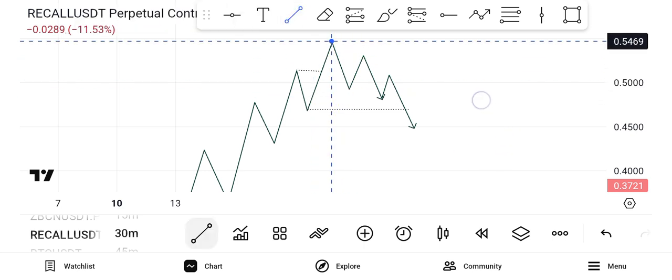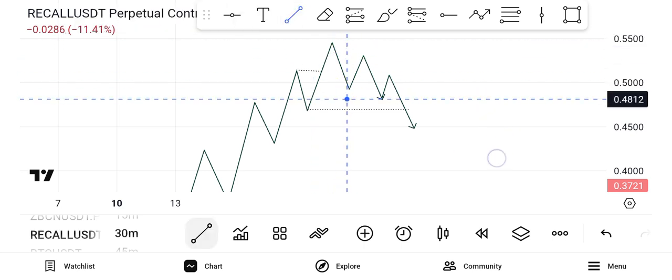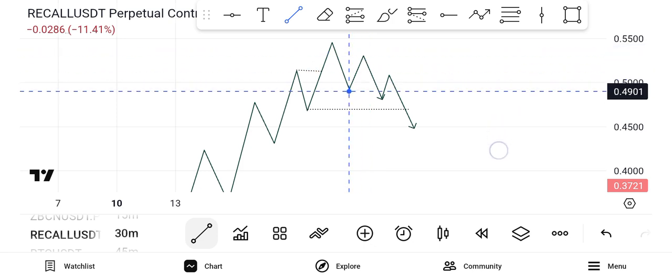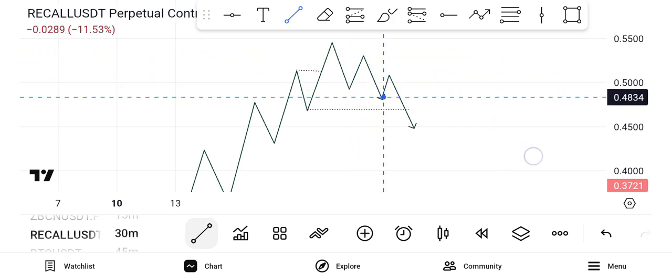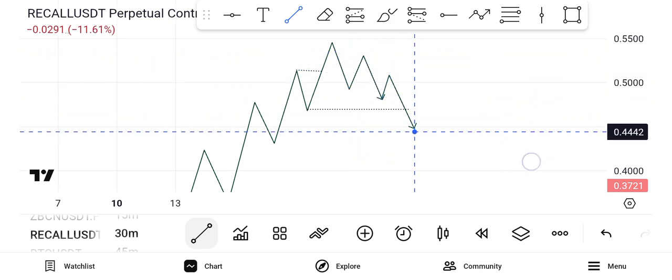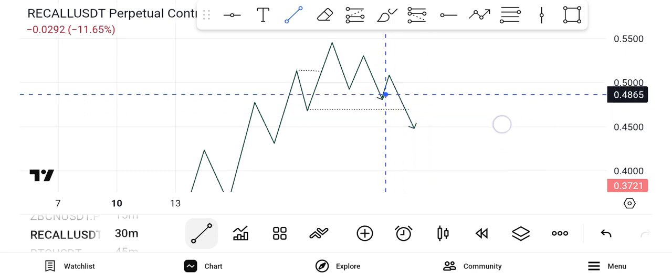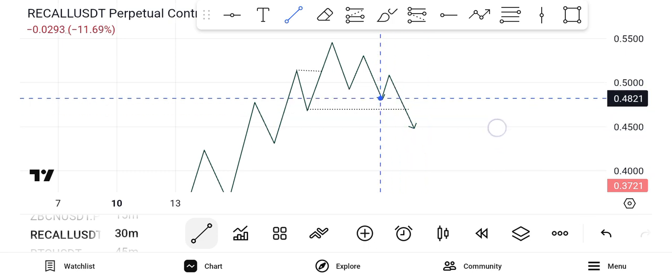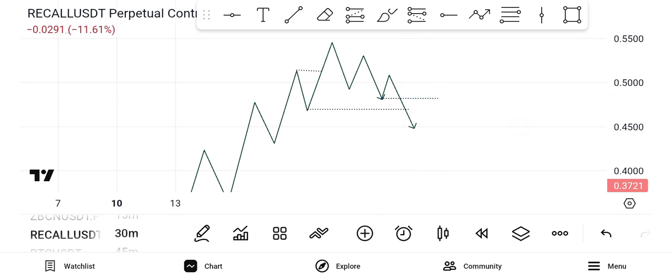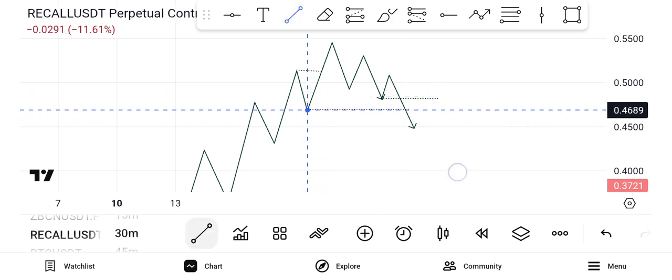Now if you pay attention, what is the market doing here? We have a low, a high, a low, a high, a low, a high, a low. Where are my points of interest? This zone here is my point of interest, and this zone here as well is my point of interest.